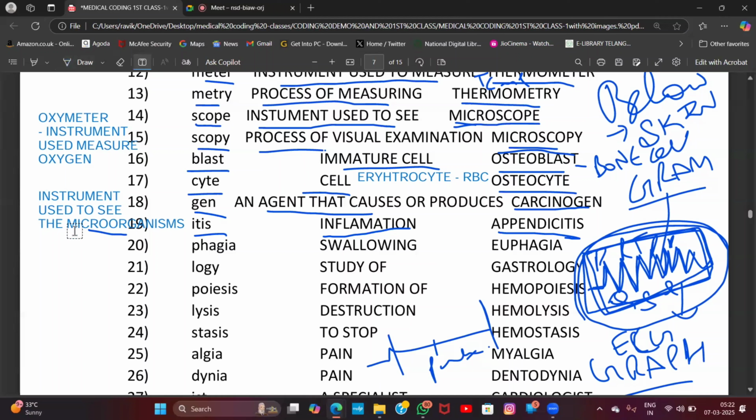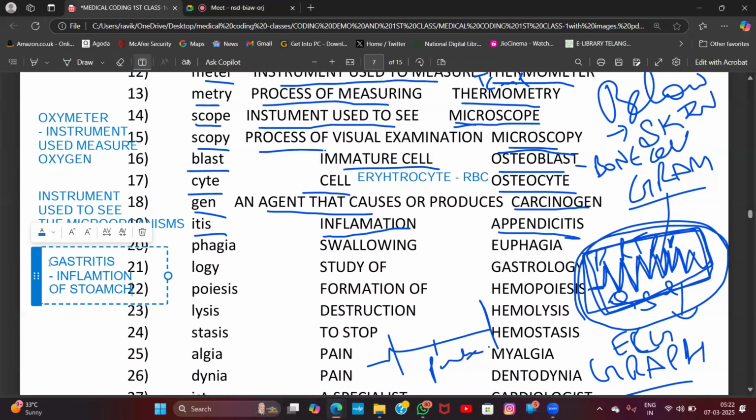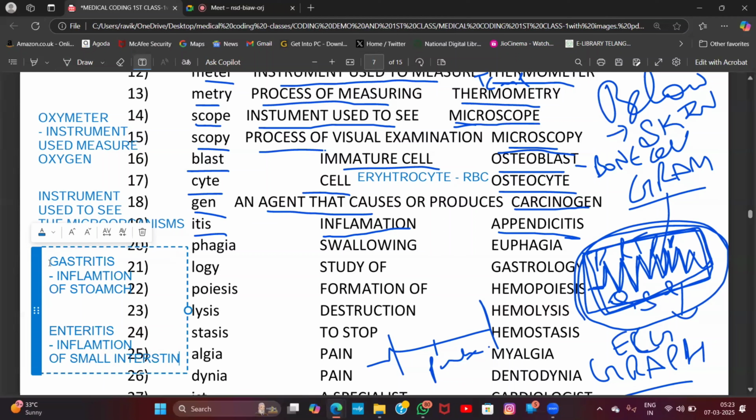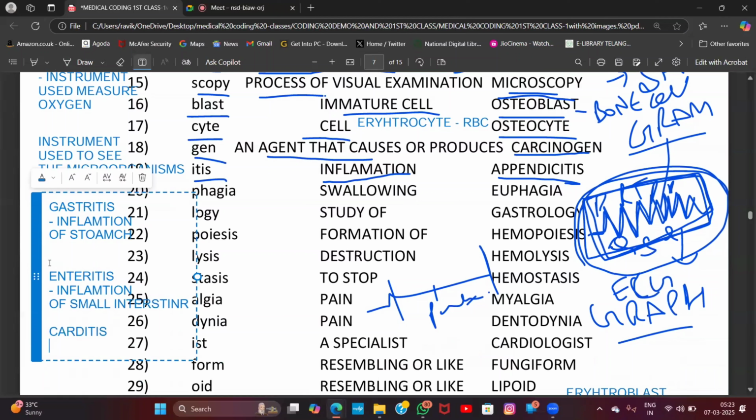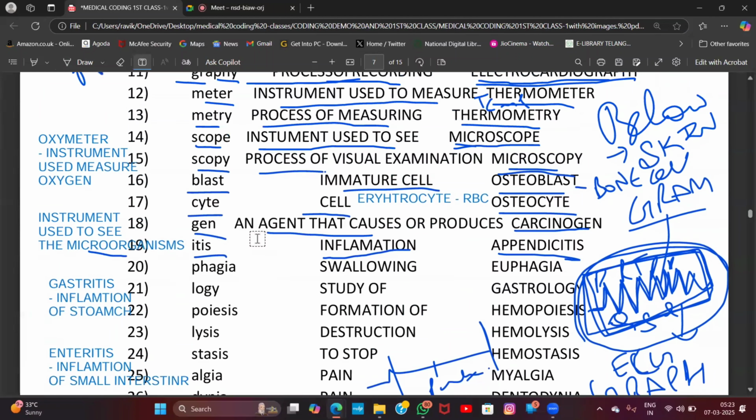Inflammation of what? Appendix. Inflammation or infection of the appendix is called appendicitis. If I say gastritis, inflammation of the stomach. If I say enteritis, inflammation of what? Small intestine. If I say carditis, if I say nephritis, what is nephritis? Kidney, very good. This is about the itis.